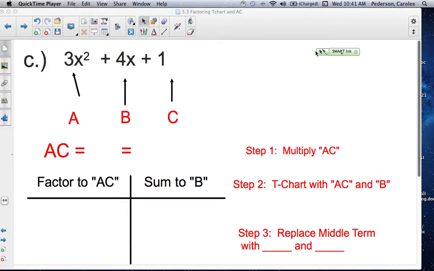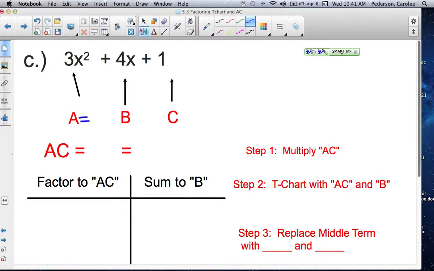So we give you 3x squared plus 4x plus 1. We want to identify the A, the B, and the C. So our A is 3, our B is 4, and our C is 1. The first step in the AC method is to multiply A and C together. So 3 times 1 is 3.